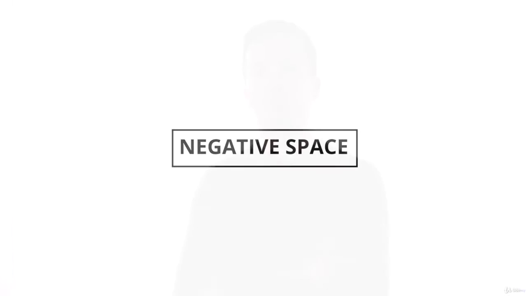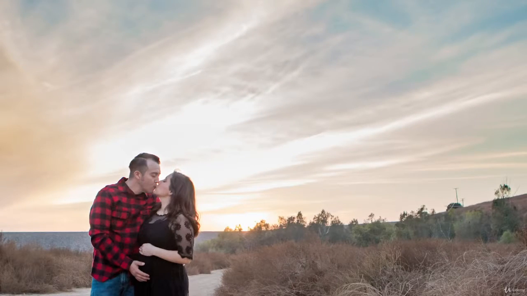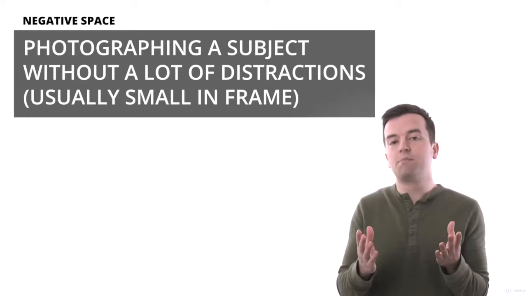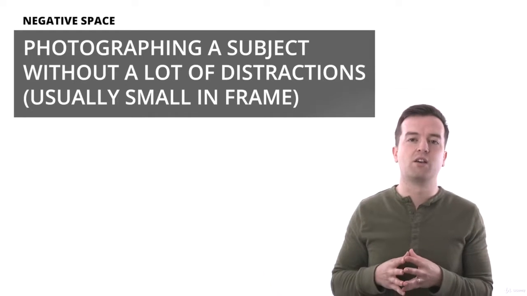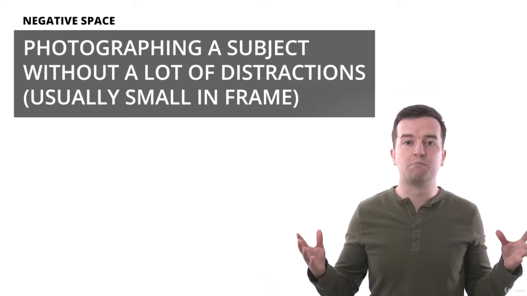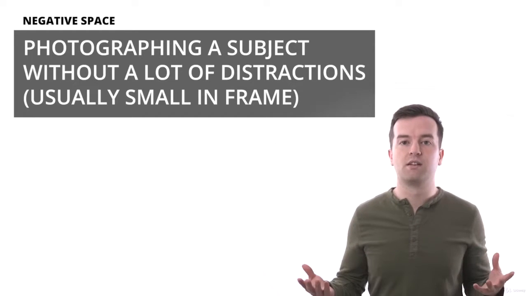In this lesson, you'll learn what negative space is and how to take photos using this compositional style. Negative space is one of my personal favorite styles of photography. Simply, this is photographing a subject without a lot of distractions behind or around the subject. It might be easier to see an example.